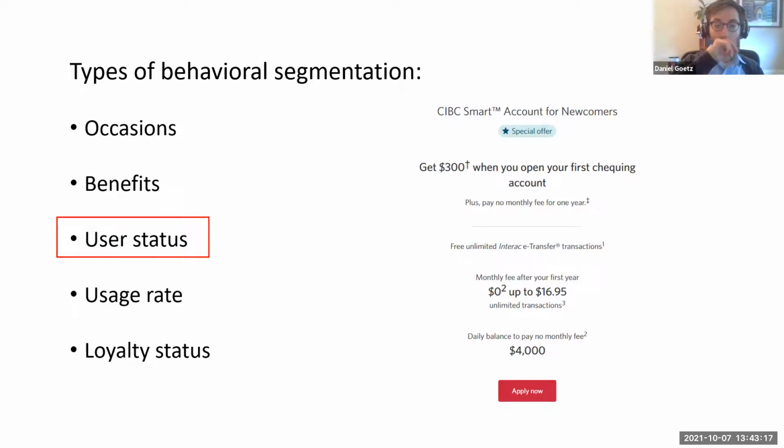Yeah, so daily balance. What is the daily balance? What kind of segmentation is that? If you have it a lot, yeah, usage rate. If you have a lot of money in it, then you pay less to use it, right? The more money you have, the cheaper it is to be using this account. That's a classic usage rate segmentation style, right?